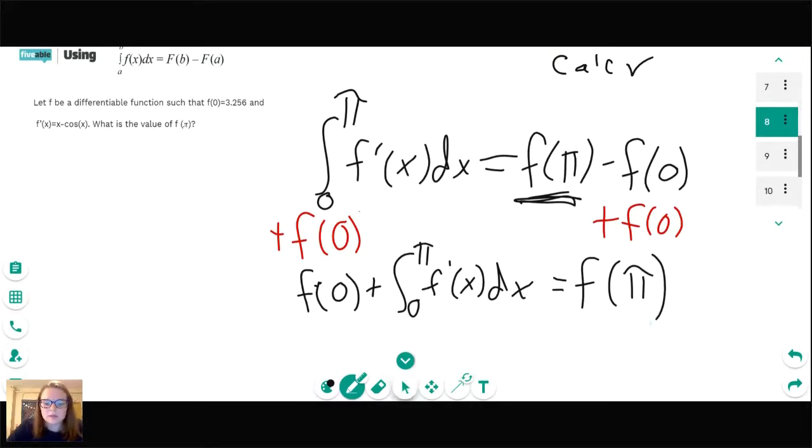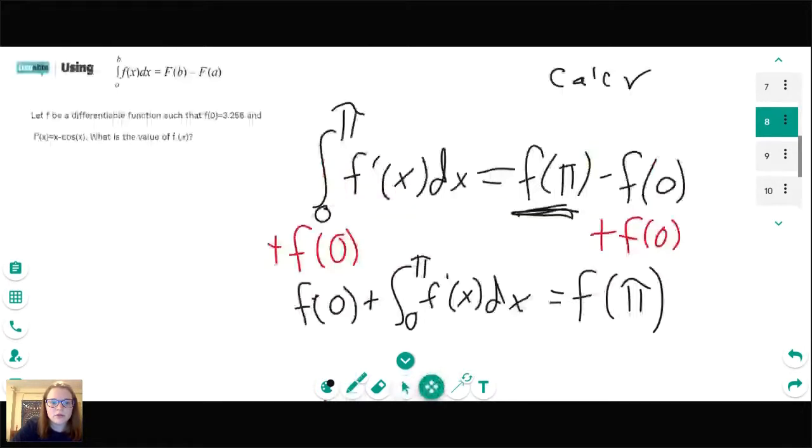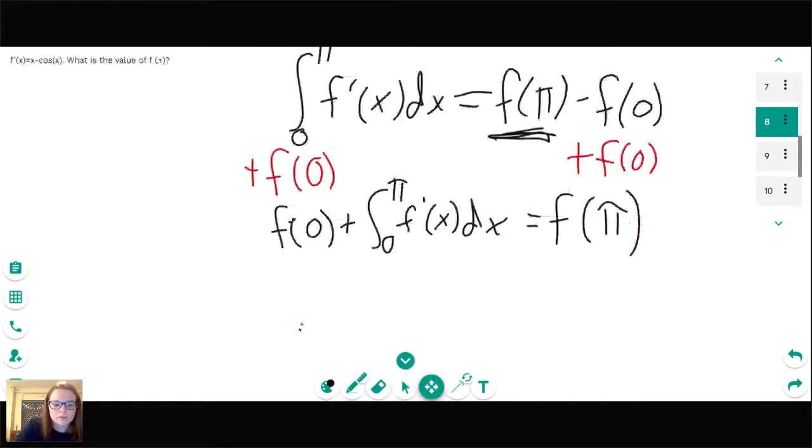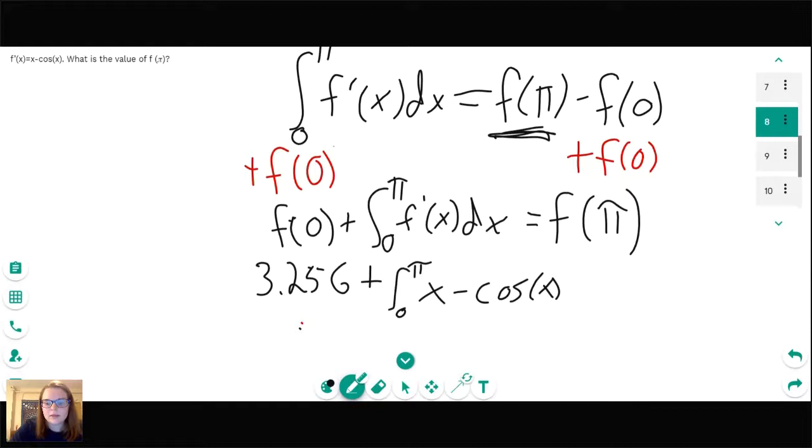Okay, awesome. So if we've got that, this is where your calculator is going to come in handy, because since it's a calculator question, we don't really need to find the integral from 0 to pi of f prime of x on our own. We can use our calculator. So we've got f of 0 here, which is, what was it again? 3.256, plus the integral from 0 to pi, and then f prime of x was x minus cosine of x dx. And if we can find that, we will get f of pi.